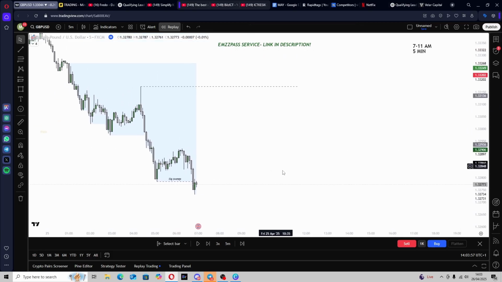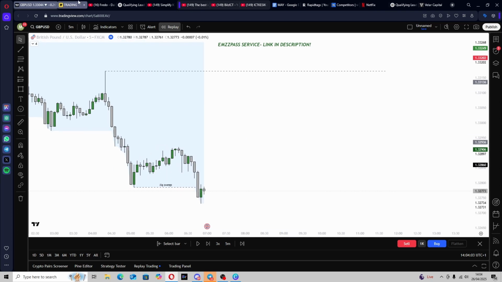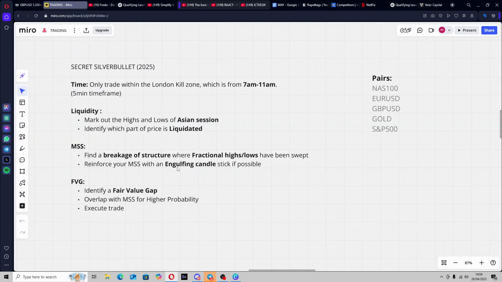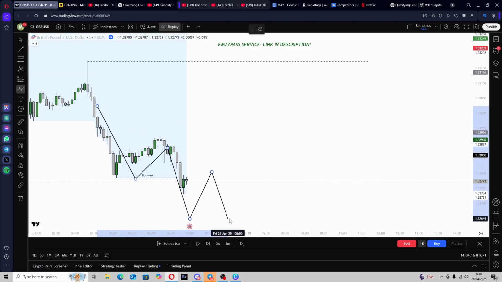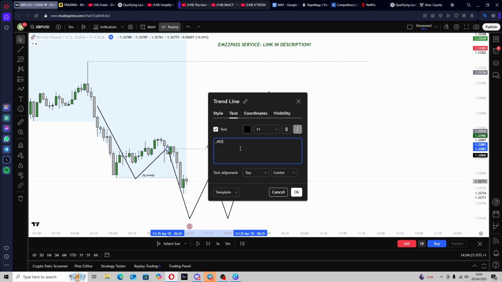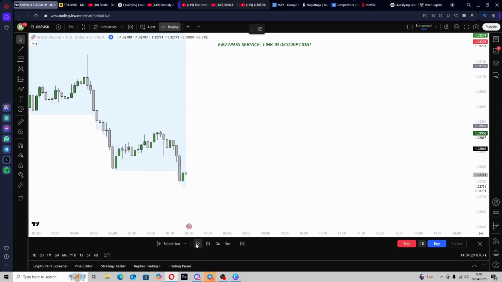Once we actually do get our liquidity sweep, what we need to do from here on out becomes very, very simple and crucial. Okay, so you need to find a break of structure where fractional highs and lows have completely been swept, and then we reinforce our market structure shift with an engulfing candlestick if possible. So you need to see a movement which is actually like this, right? So as you can see, price has actually gone down, but we need to see a movement which actually breaks all of that and takes out our high point, which will be our market structure shift, right? As you can see right here. So we need a movement like this, and this is exactly what we're looking for, and I'm going to be showing you exactly how we're going to be getting this.